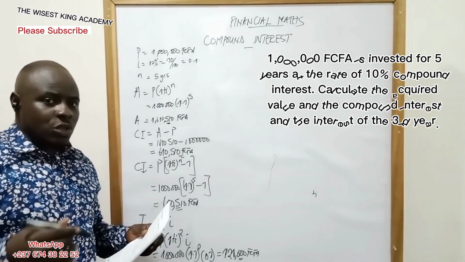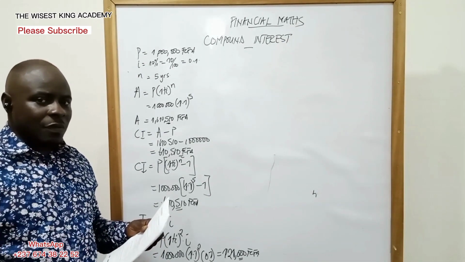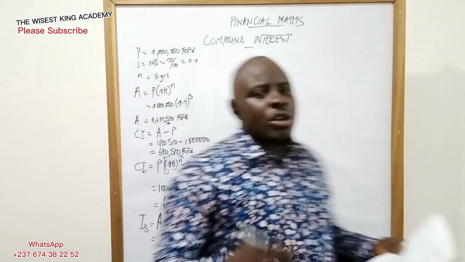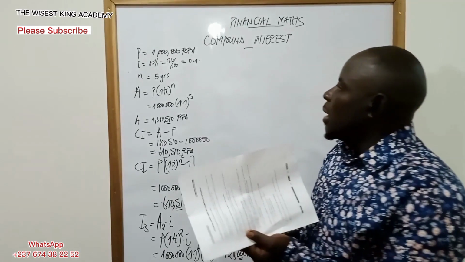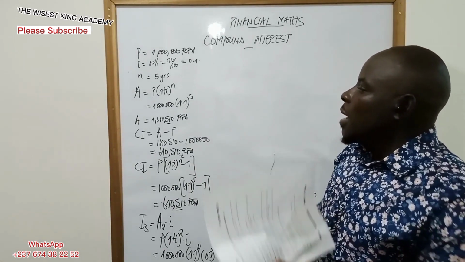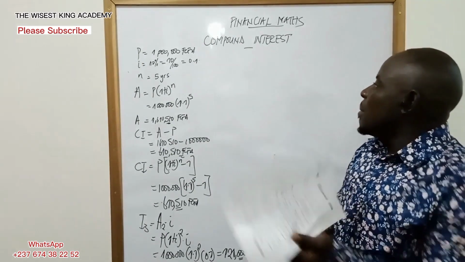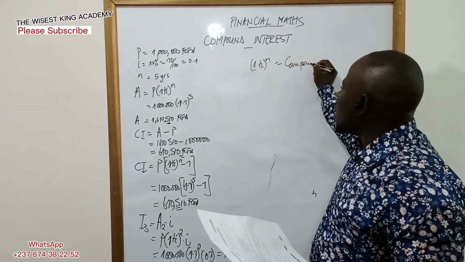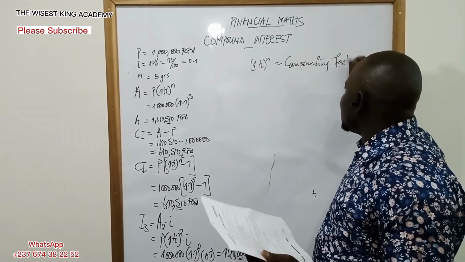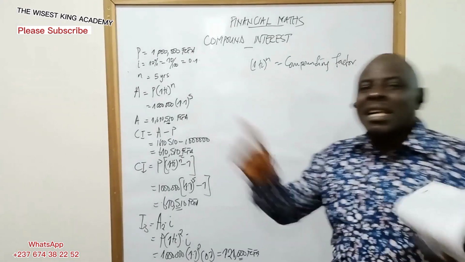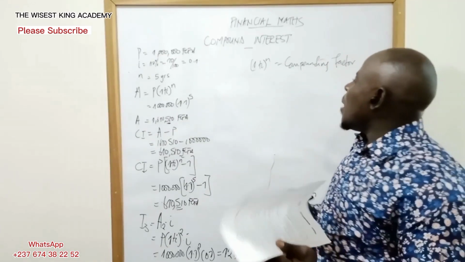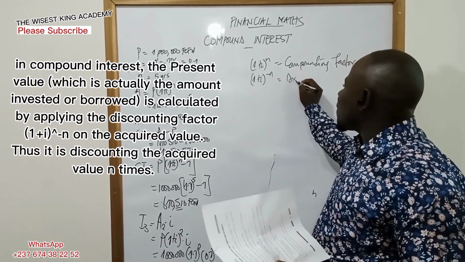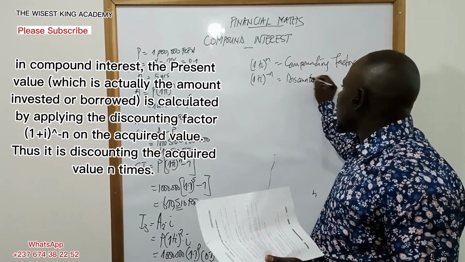Example number 2 asks us to calculate the present value. Now, in compound interest, I would like you to know this. In brief, the acquired value is calculated by applying the compounding factor on the present value, that's the amount invested. Meanwhile, 1 plus i raised to the power minus n is called the discounting factor.